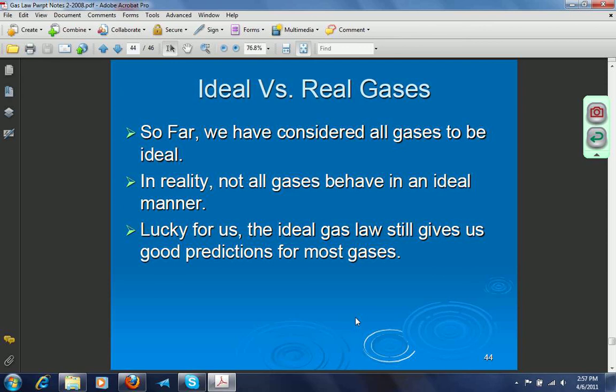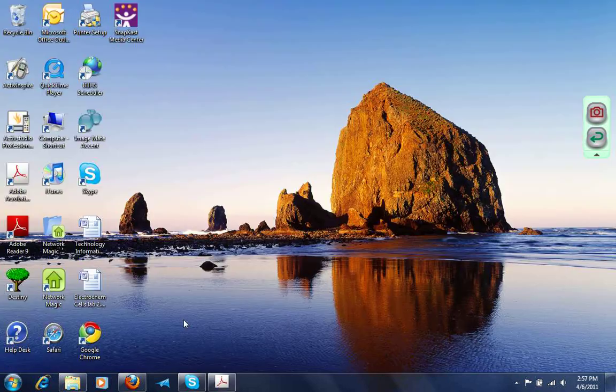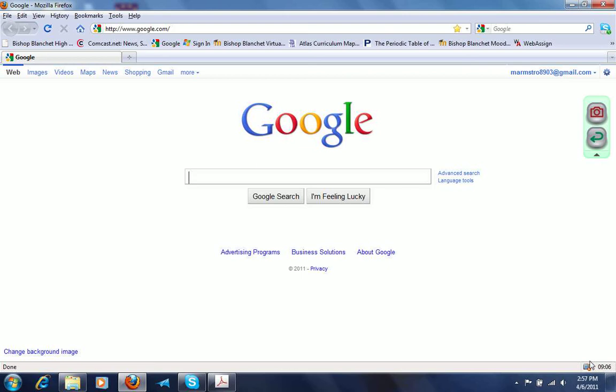Ideal versus real gases. So far we've considered all gases to be ideal. In reality, not all gases behave in an ideal manner. Lucky for us, the ideal gas law still gives us good predictions for most gases. That is the end of our notes for this chapter.